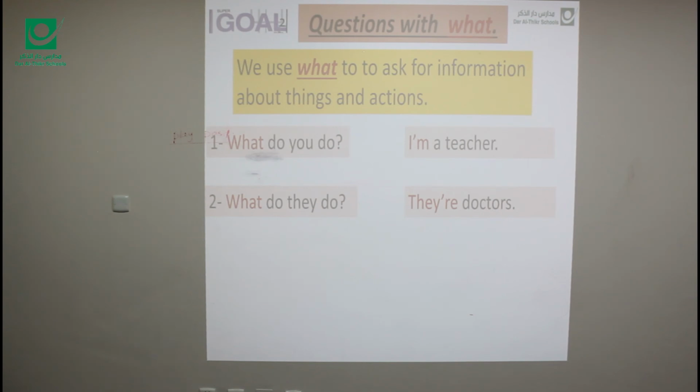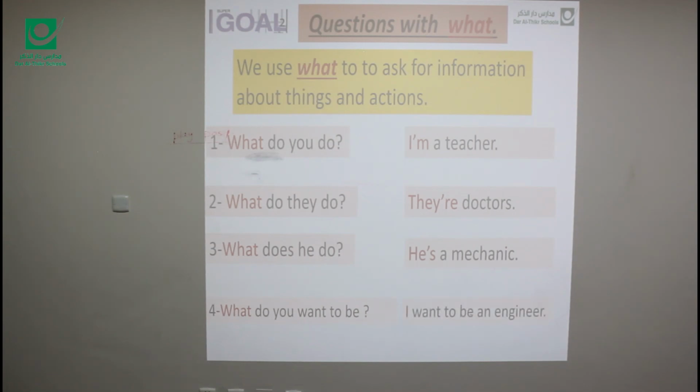What do they do? They're doctors. What does he do? We use does with he. What does he do? He's a mechanic. What do you want to be? I want to be an engineer. Okay?